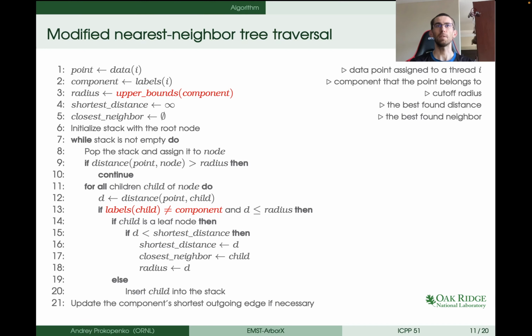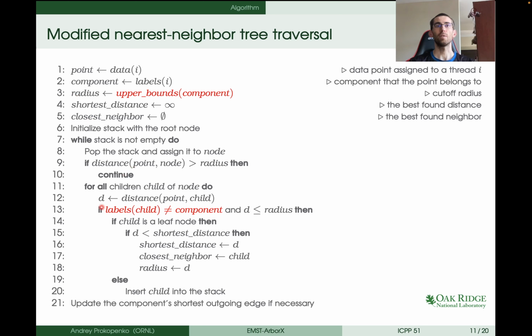Without going into too many details, we highlighted in red the major differences with the regular nearest neighbor algorithm. Particulars are we initialize the radius with an upper bound of the component. So instead of infinity, which means we have to examine everything, this is usually set pretty conservative.